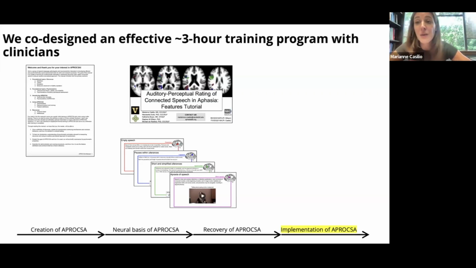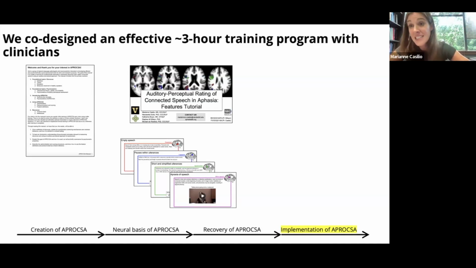I should back up a little bit. We wanted to co-design this, right? We didn't want to do it in a vacuum, even though we as a team were all also clinicians or had significant clinical experience with folks with aphasia. So we worked with the clinicians, actually, at the time, all of the staff clinicians working in adult neurogenics at Vanderbilt. They provided feedback on what they would like a training to look like, and we designed this training program around their feedback.